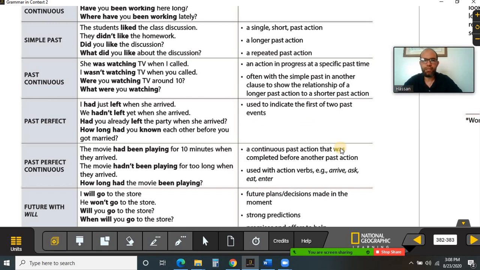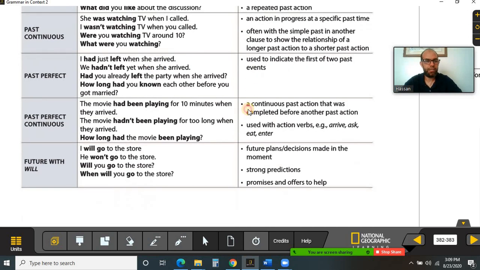Now, a very important thing to mention here: when you use before and after, you don't have to use the past perfect. Why? Because before and after make it clear which one happened first and which one happened second. In this case, use the simple past in both actions. Example: I left before she arrived. Here I don't have to use the past perfect because the word before makes it clear which one happened first and which one happened second. So I left before she arrived, or she arrived after I left. Both of them in the simple past.